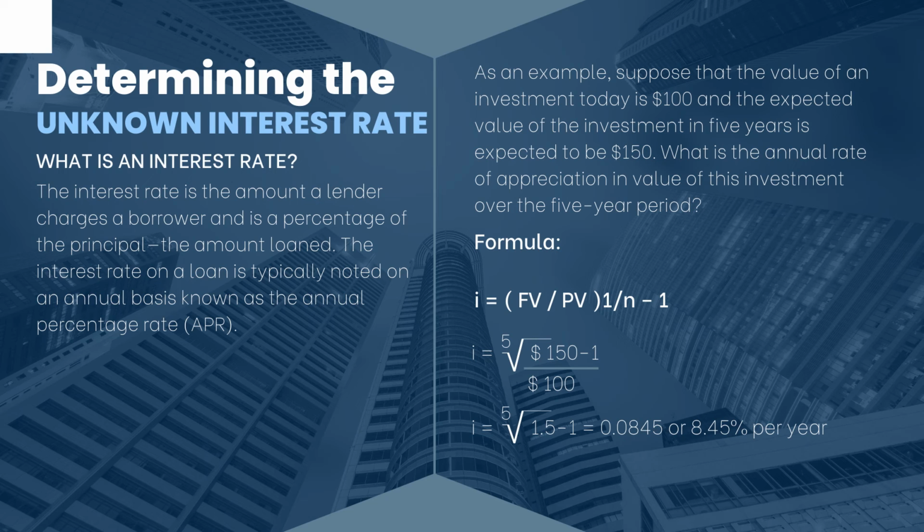Hi, I'm Joyce Ann, and I'm going to discuss how to determine the unknown interest rate. But first, let's discuss what is interest rate. The interest rate is the amount a lender charges a borrower and is a percentage of the principal, which is the amount loaned. The interest rate on a loan is typically noted on an annual basis known as the annual percentage rate.